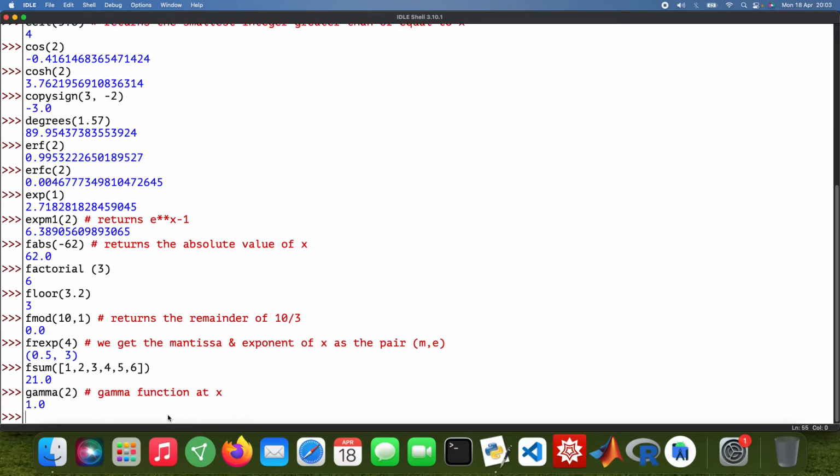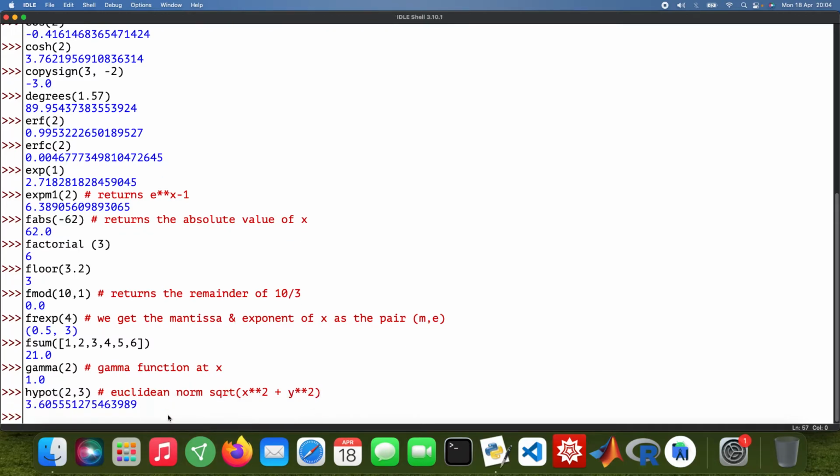And then hypot. So 2 and 3. I think that will do. What this function does is it's the Euclidean norm, the square root of the sum of squares.